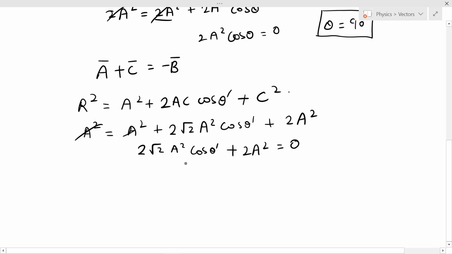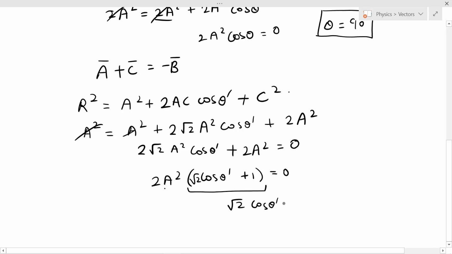So let's take 2a square common. So 2a square into cos theta dash into root 2 plus 1 is equal to 0. This cannot be 0 because the magnitude of a bar cannot be 0. So this becomes root 2 cos theta dash is equal to minus 1, so cos theta dash then becomes minus 1 by square root of 2.